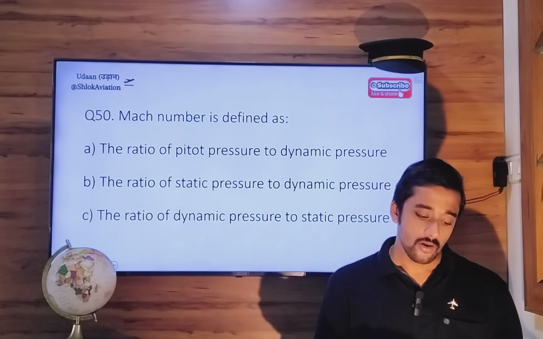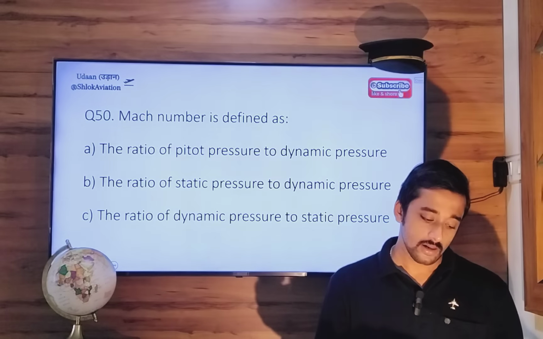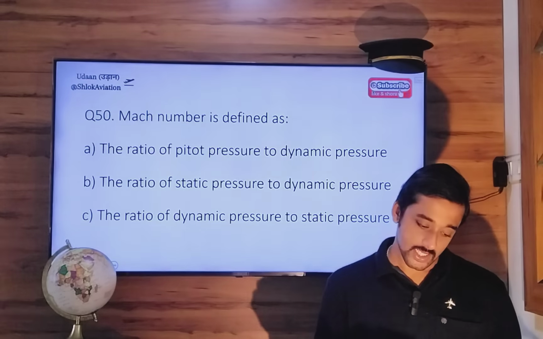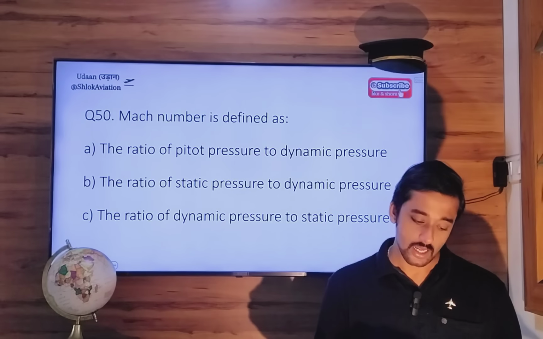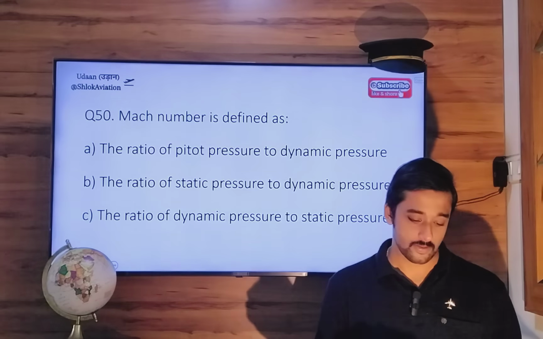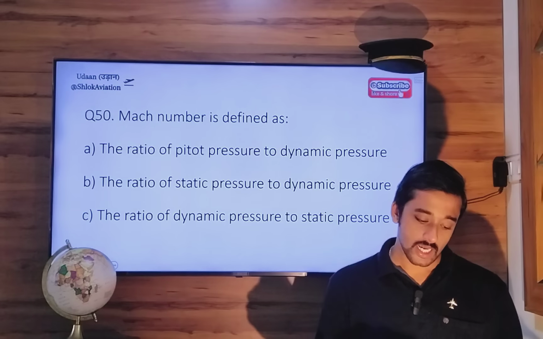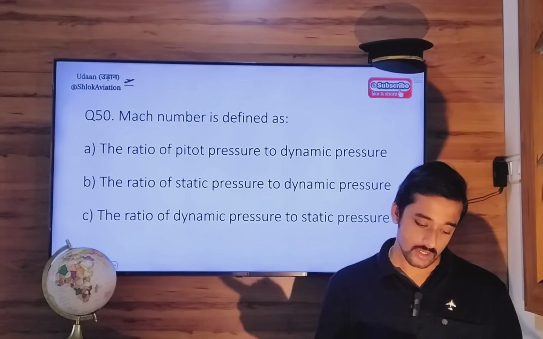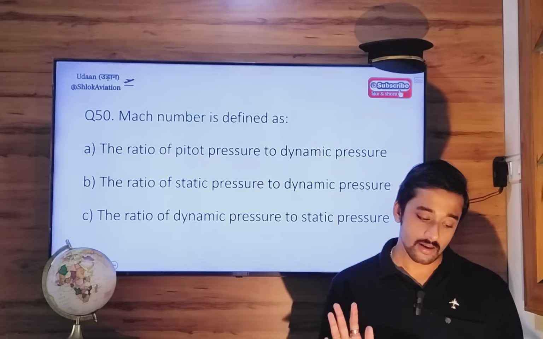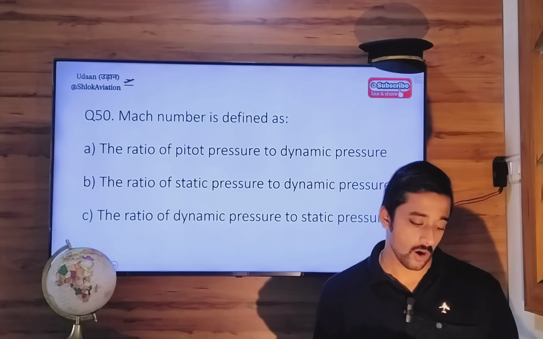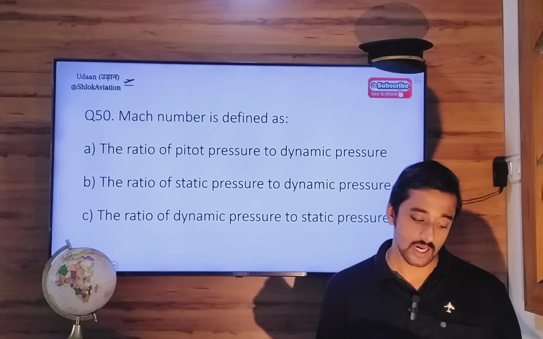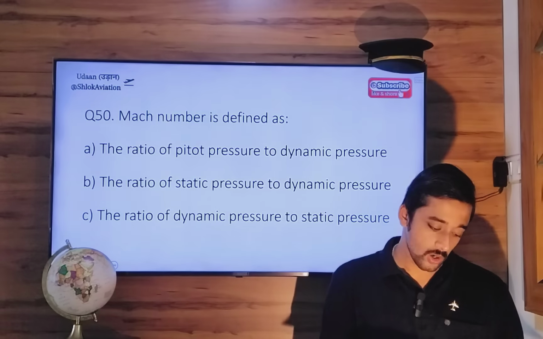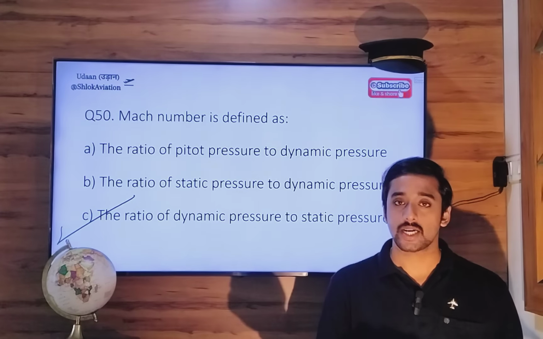Question number 15. What is Mach number? Mach number is the ratio of pitot pressure to static pressure. So the Mach meter is nothing but a combination of your altimeter and your airspeed indicator, right? So the correct answer here is the ratio of dynamic pressure to static pressure.